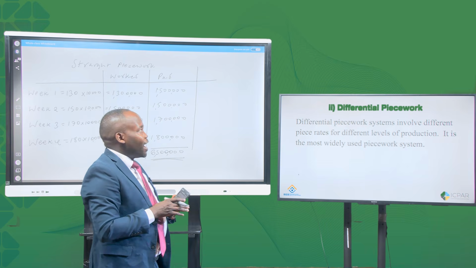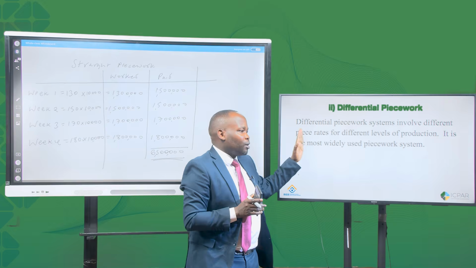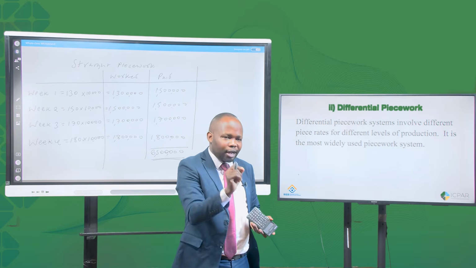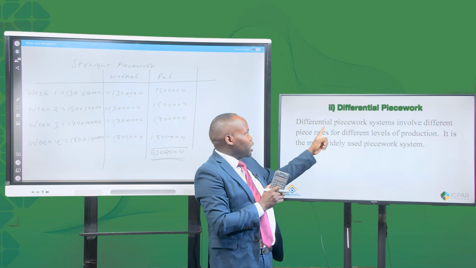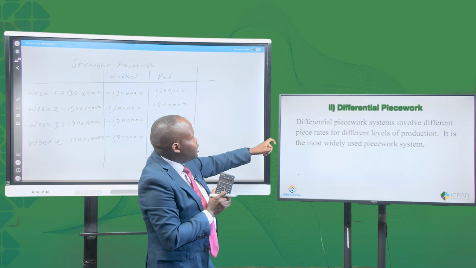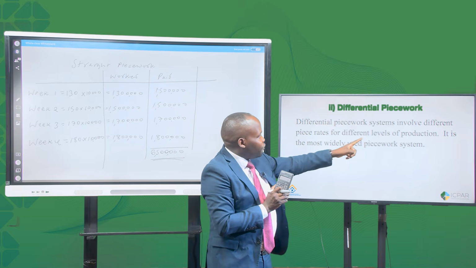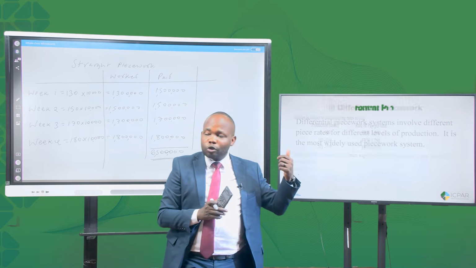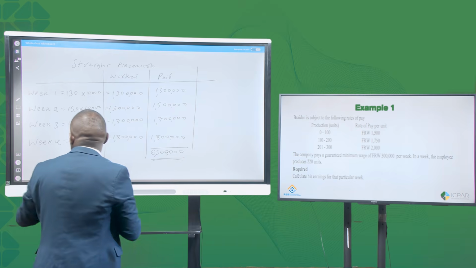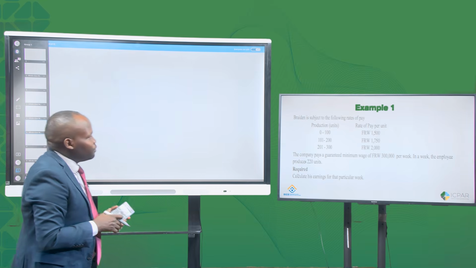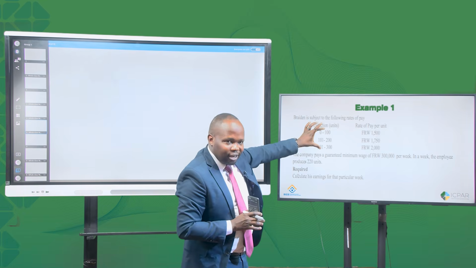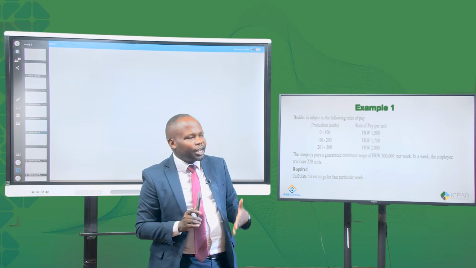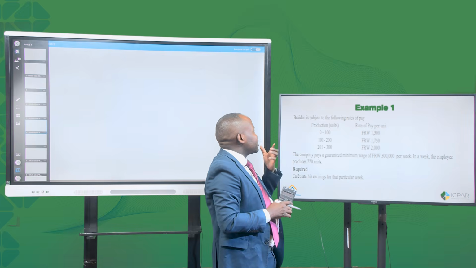Number 2, differential piecework. In differential piecework, there is a scale that is developed of pay. Differential piecework is a system which involves different piece rates for different levels of production. It is the most widely used piecework system. For example, we have a scale, and the rate for each scale is different. As you produce more, the rate of pay becomes higher. So we have an example here.